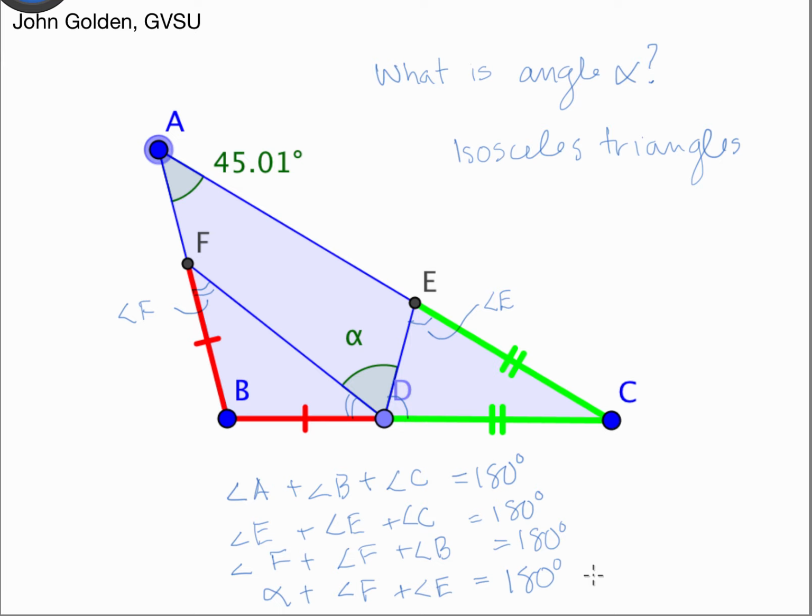So I'm going to rewrite this one. So angle alpha is equal to 180 degrees minus angle F minus angle E. So if I could just find that F and E somewhere, I'd be set. Okay, and angle A, I know it's got this value. So I want to remember that that is not an unknown like these other things.